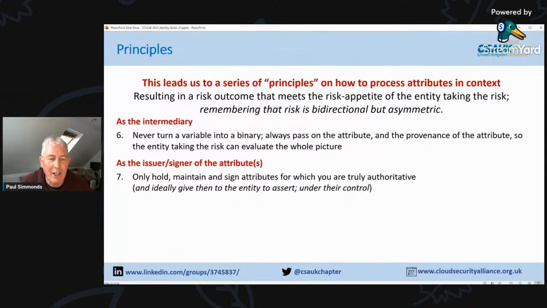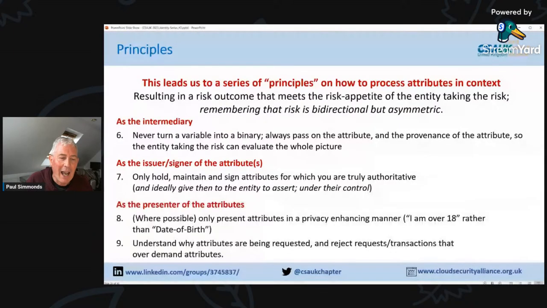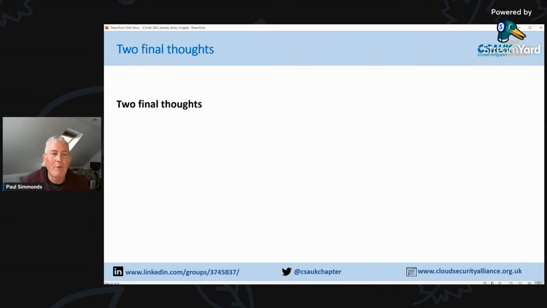If you're the issuer and signer of the attributes, then only hold, maintain, and sign attributes for which you're truly authoritative. And ideally, give them to me. I can open my wallet and show my British canoeing qualification on a piece of cardboard or plastic which has British Canoeing on top of it. So ideally, give them to the entity they pertain to so they can assert them. As the presenter of the attributes, only present them in a privacy-enhancing manner and understand why those attributes are being requested. If you're not happy with why they're being requested, then walk away from the transaction.